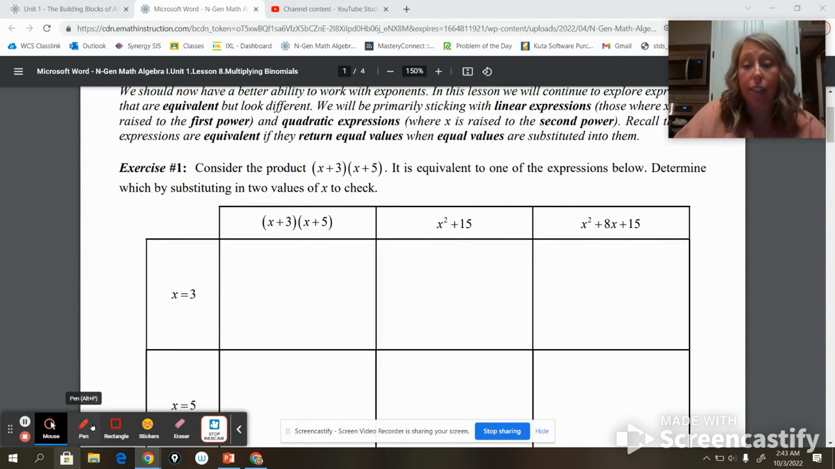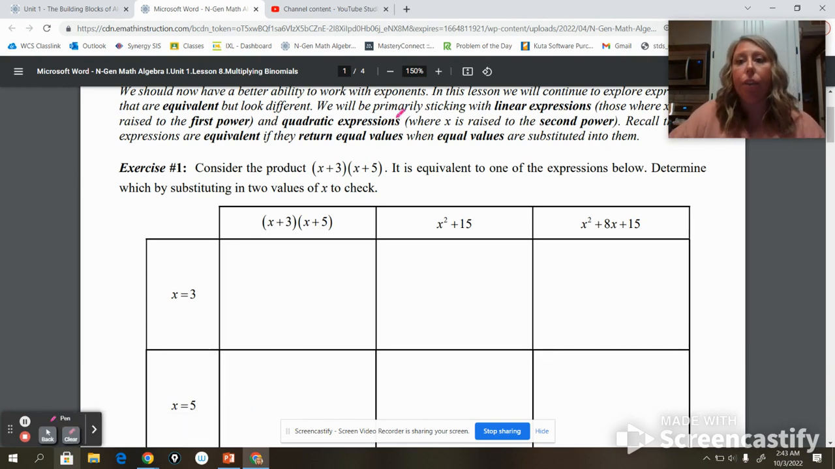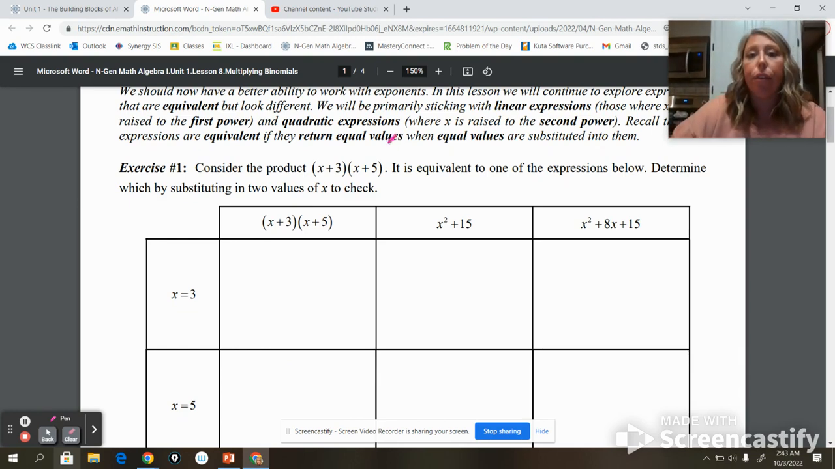So this one is really an extension of what you learned in Lesson 8 with multiplying binomials. In Lesson 8, you saw two different methods to multiply binomials: the box method, also known as an area model, and the vertical standard algorithm.